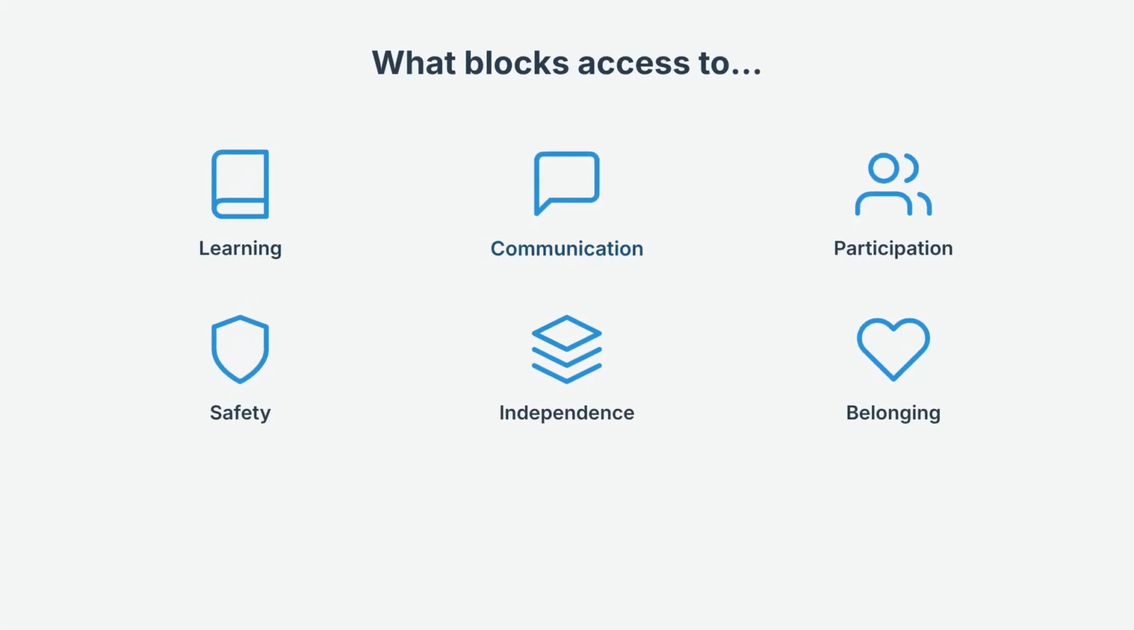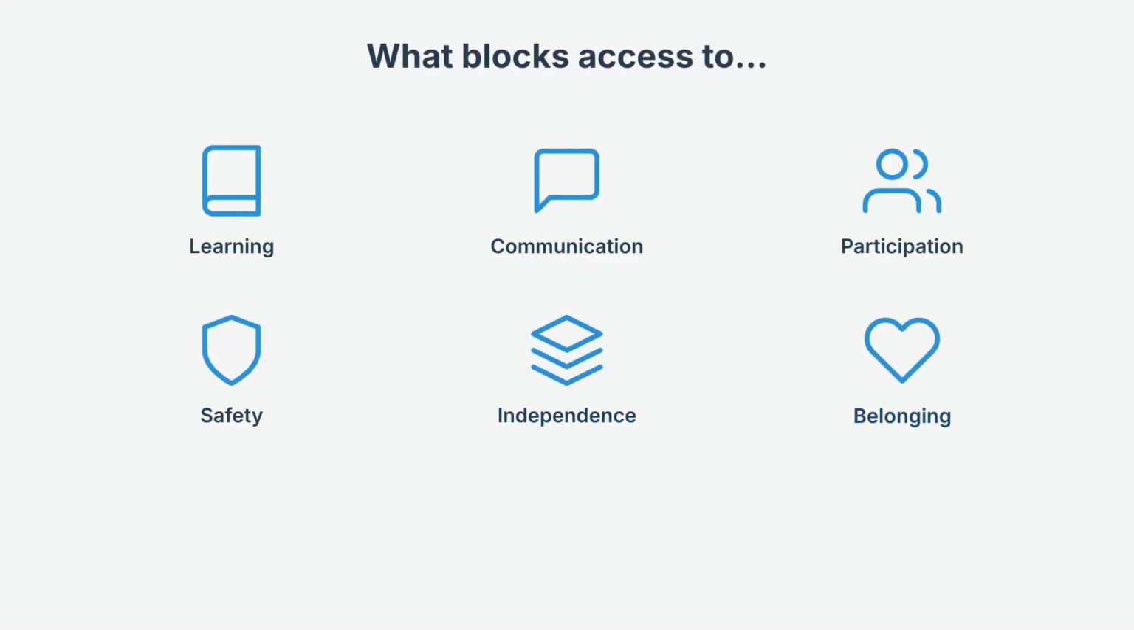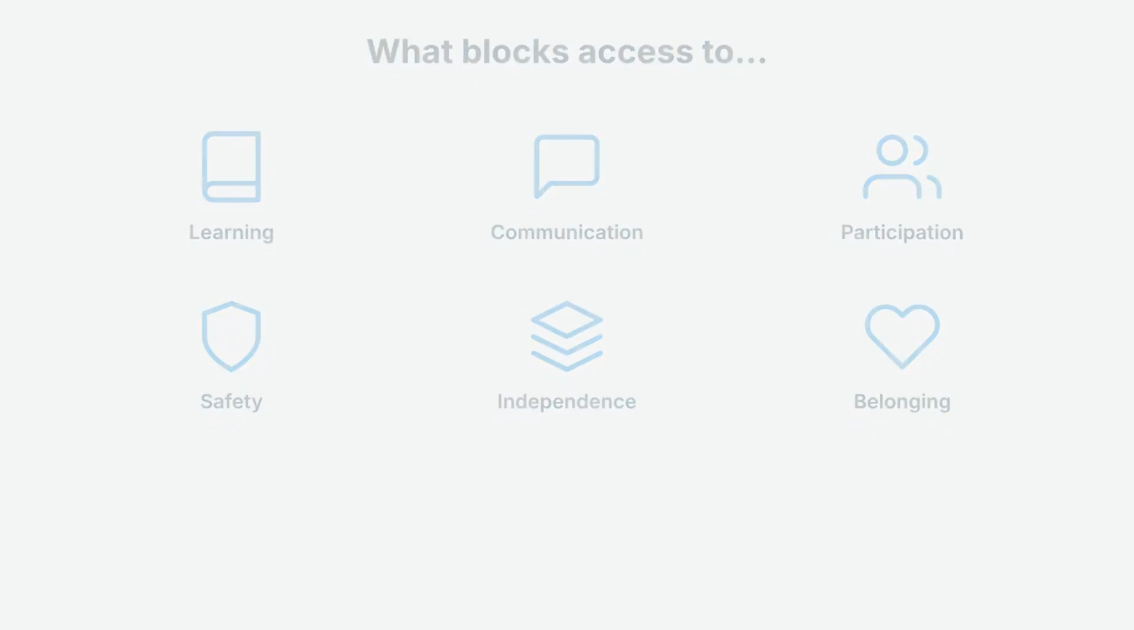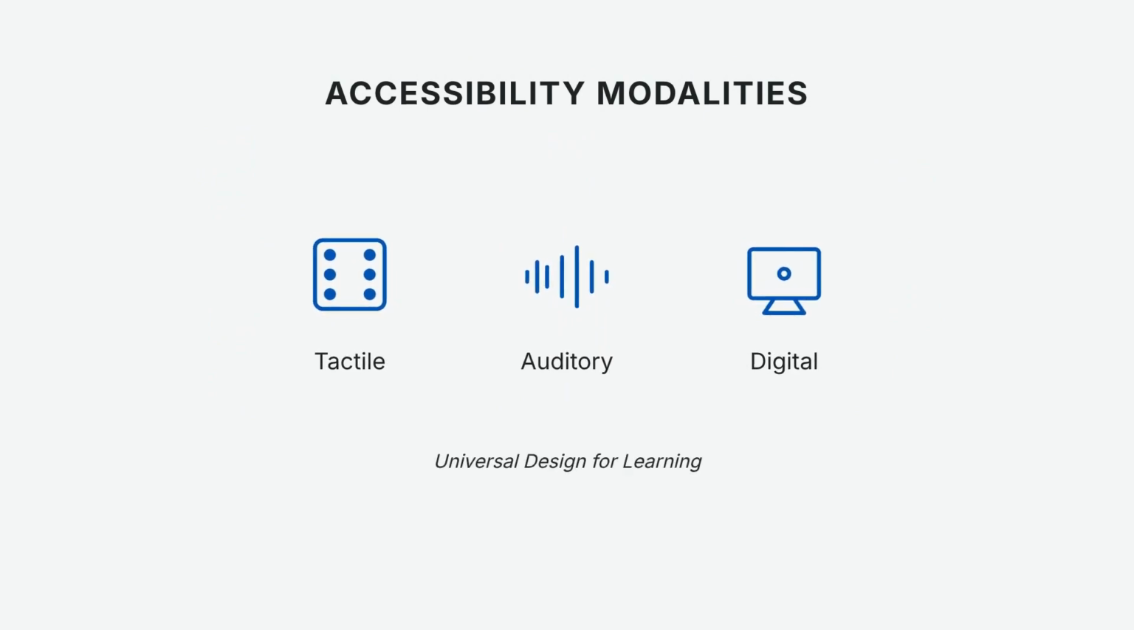OHI may require attention to stamina, health routines, and fluctuating performance. Orthopedic impairment may require physical access, assistive technology, positioning, transportation, or transition planning. Visual impairment may require tactile, auditory, digital, and environmental access. Deafness or hearing loss may require language and communication access.